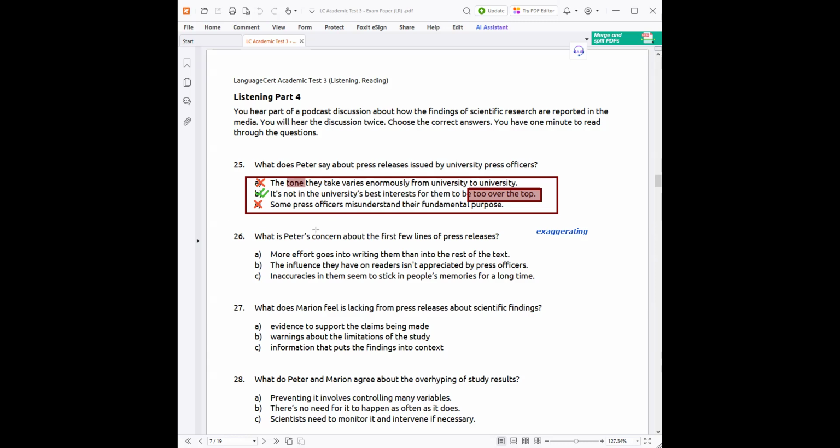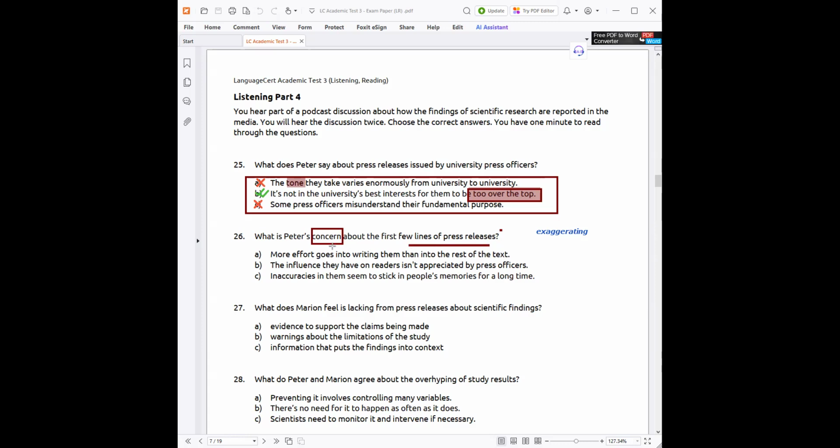The question says, what is Peter's concern about the first few lines of press releases? So he's concerned about it. He has some issues. He's not on the same page about the first few lines of the press releases. Options are, more effort goes into writing them than into the rest of the text. The first option says that people are putting more effort into writing the first few lines than the rest of the text in the press release.